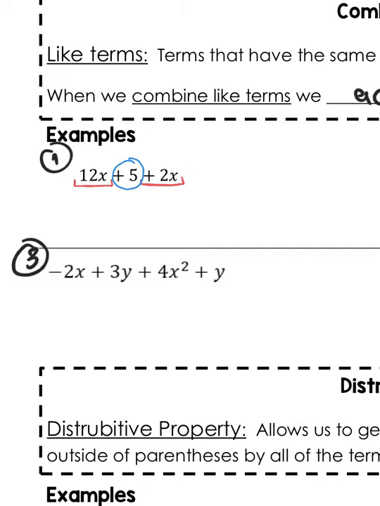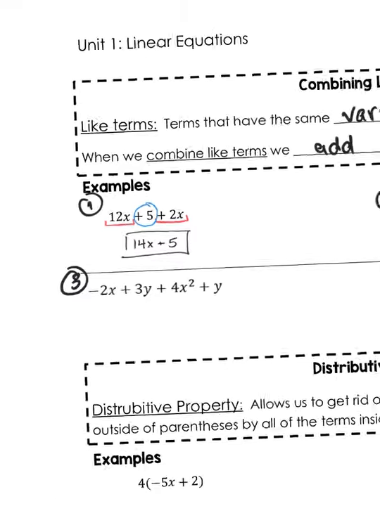So now when I add my two like terms together, 12x plus 2x, I'm adding my coefficients. So 12 plus 2 is 14, and the x is what term they are. 5 does not have a like term, so it's just plus 5. I can't combine anything else because 14x and 5 are not like terms. Okay, number 4.